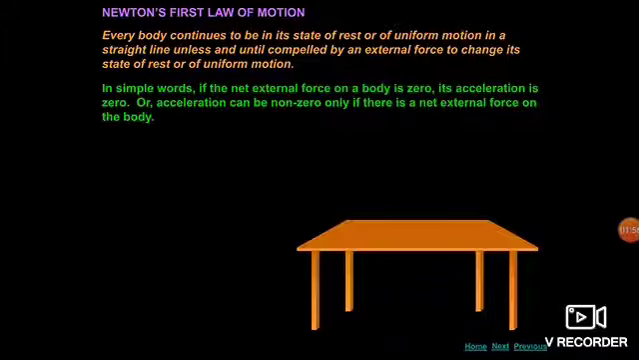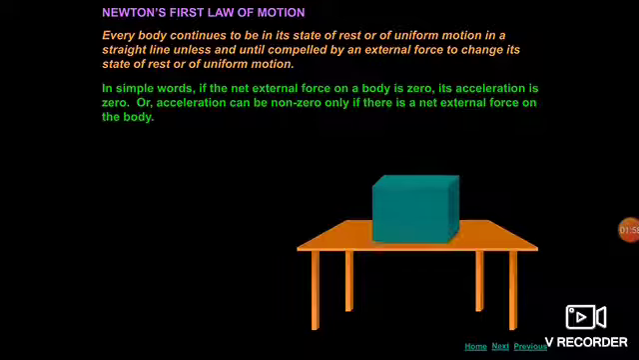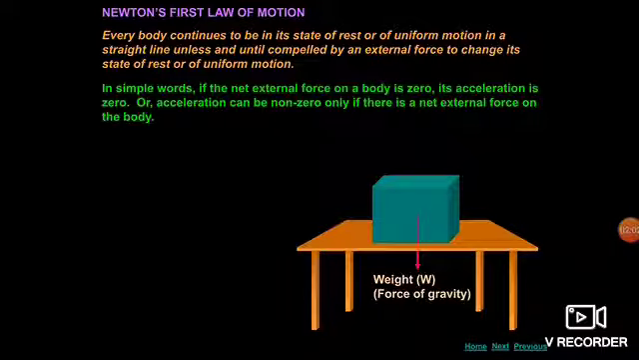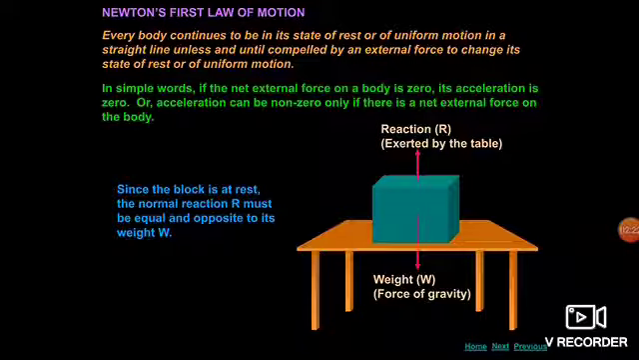We can see in front of us there is one table, and there is one box over there. This box applies its weight in the downward direction, which is also known as the force of gravity. Against this weight, the surface will provide a reaction in the upward direction, definitely opposite to the weight of the body. Since the block is at rest, the normal reaction R must be equal and opposite to its weight.